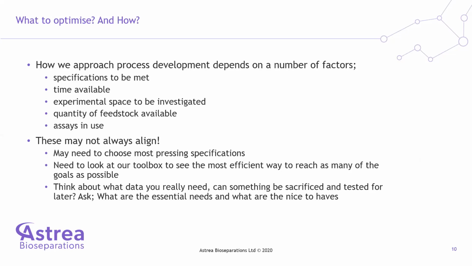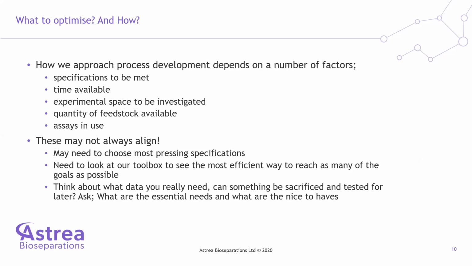Now we find that these things don't always align. There's always more to investigate than the time allows. And if feedstock quantity is a problem, then we need to pick carefully how we go about approaching the experimentation as well. So we may need to just select what our most pressing specifications are. And we're going to need to make sure that we're looking at our toolbox to make sure that we're selecting the most efficient way to reach as many of our goals as possible.